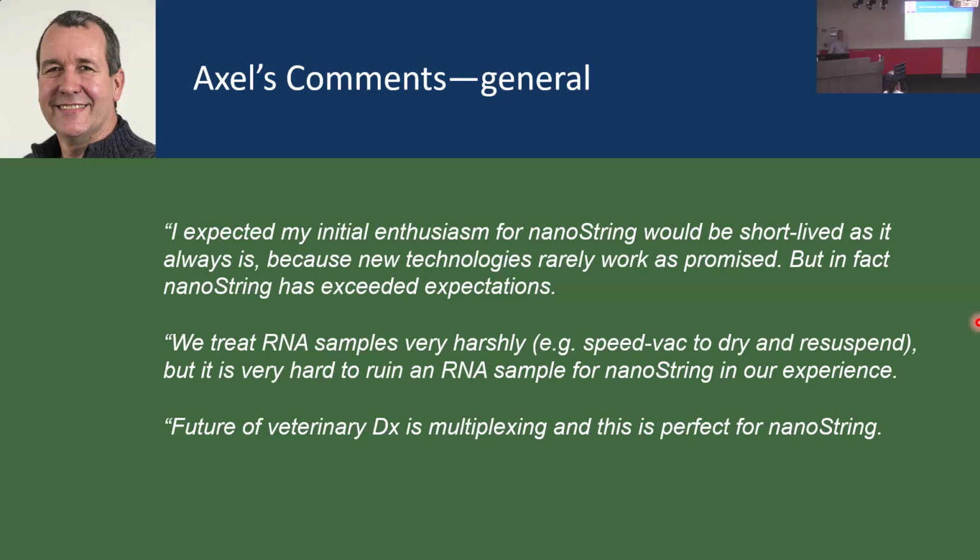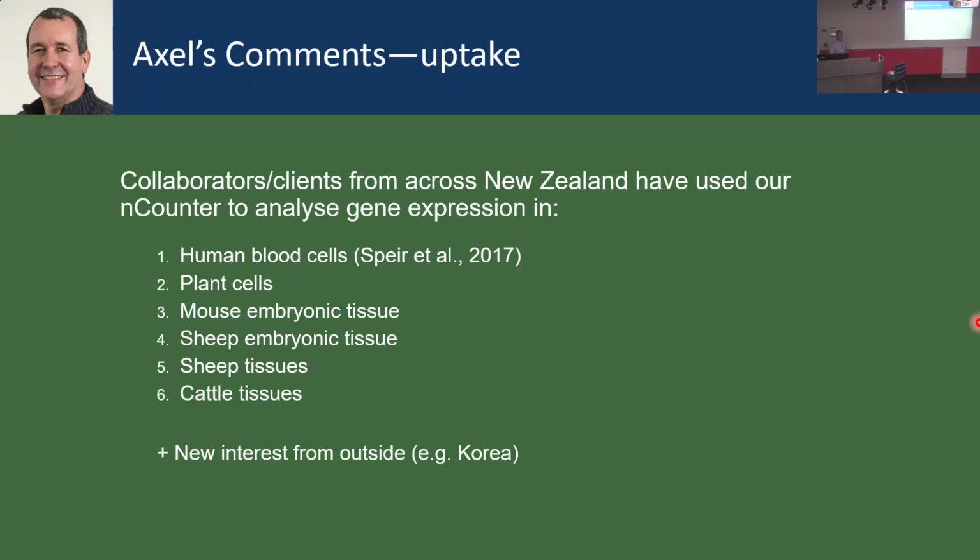But in fact, nanoString has exceeded expectations. We treat RNA samples very harshly. For example, we speed vac dry and resuspend, but it's very hard to ruin an RNA sample for nanoString in our experience. Future veterinary diagnostics is multiplexing, and this is perfect for nanoString. He also opens his machine up for other people to use. He's a big proponent of it, and he's done all sorts of things: human blood cells, plant cells, mouse embryonic, sheep embryonic, cattle, lots of things.